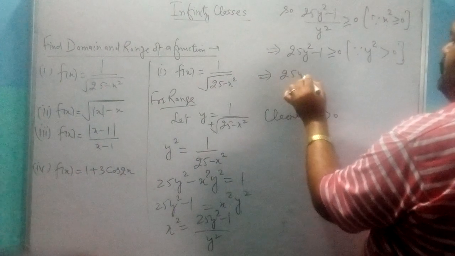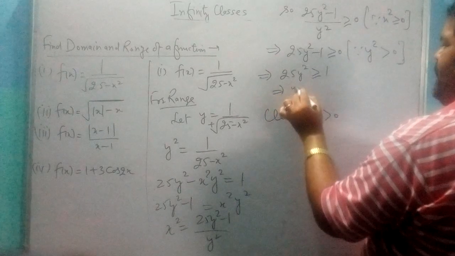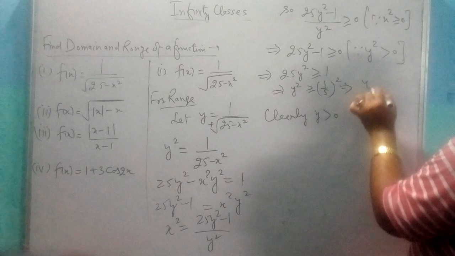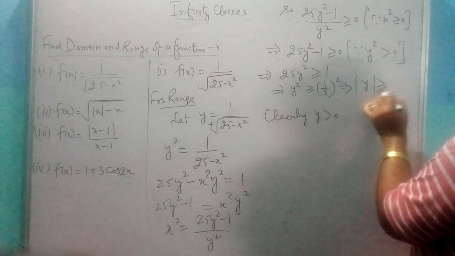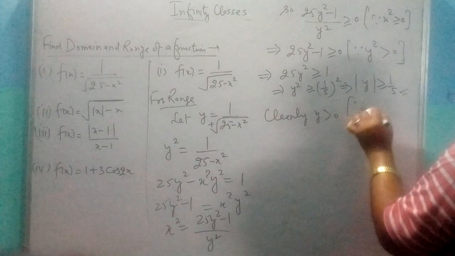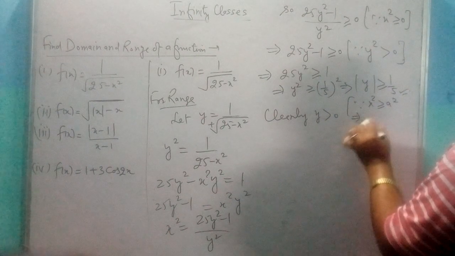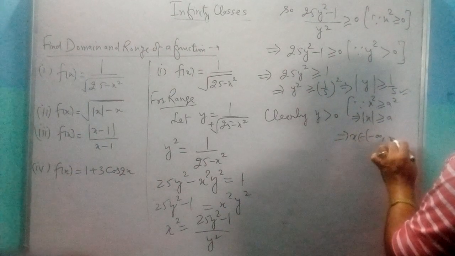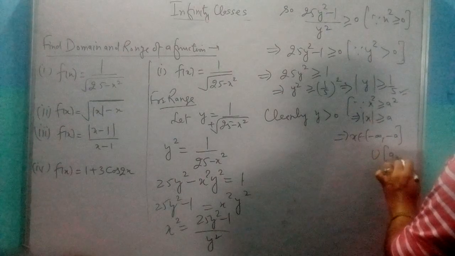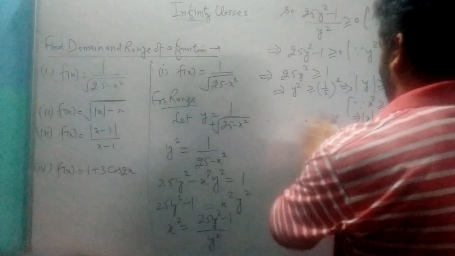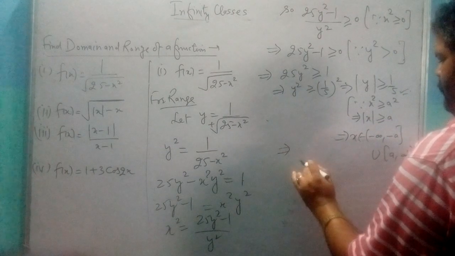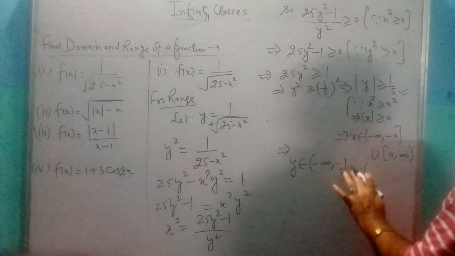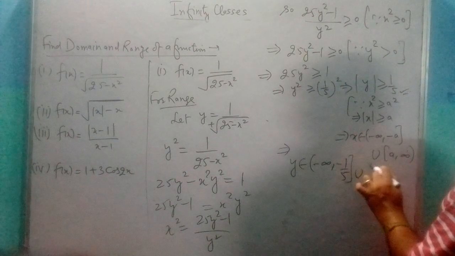25y square is greater than or equal to 1. That means y square is greater than or equal to 1 by 5 square. Implies mod y is greater than or equal to 1 by 5, because x square is greater than a square means mod of x is greater than a. That means x belongs to minus infinity to minus a union a to infinity. So by this we get y belongs to minus infinity to minus 1 by 5 union 1 by 5 to infinity.